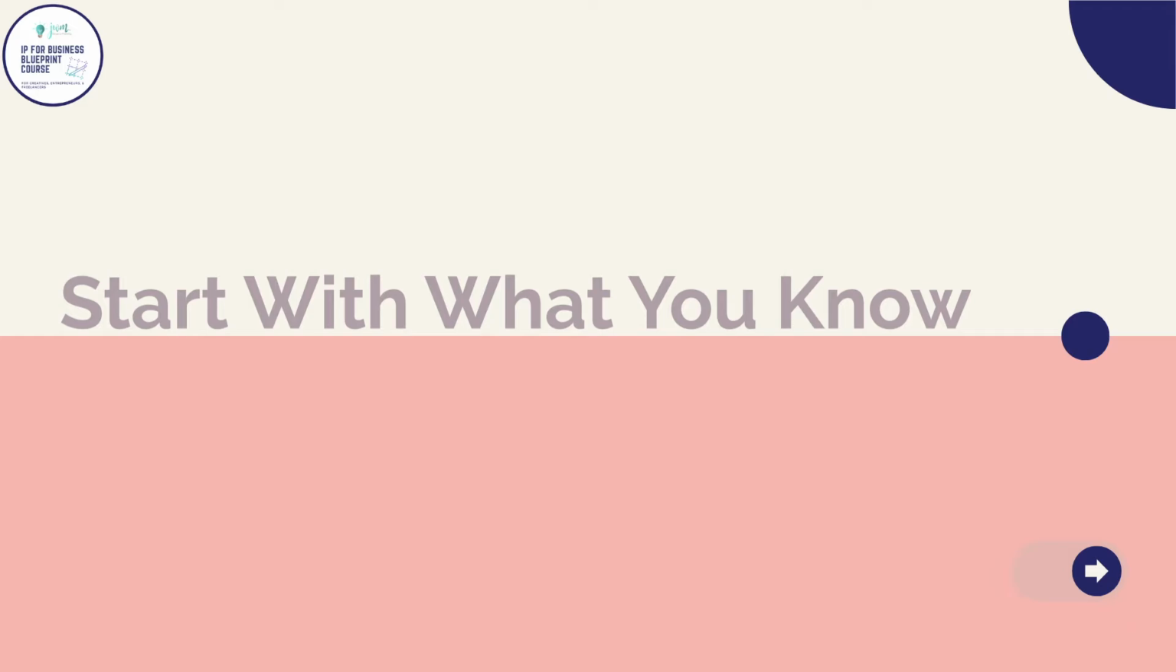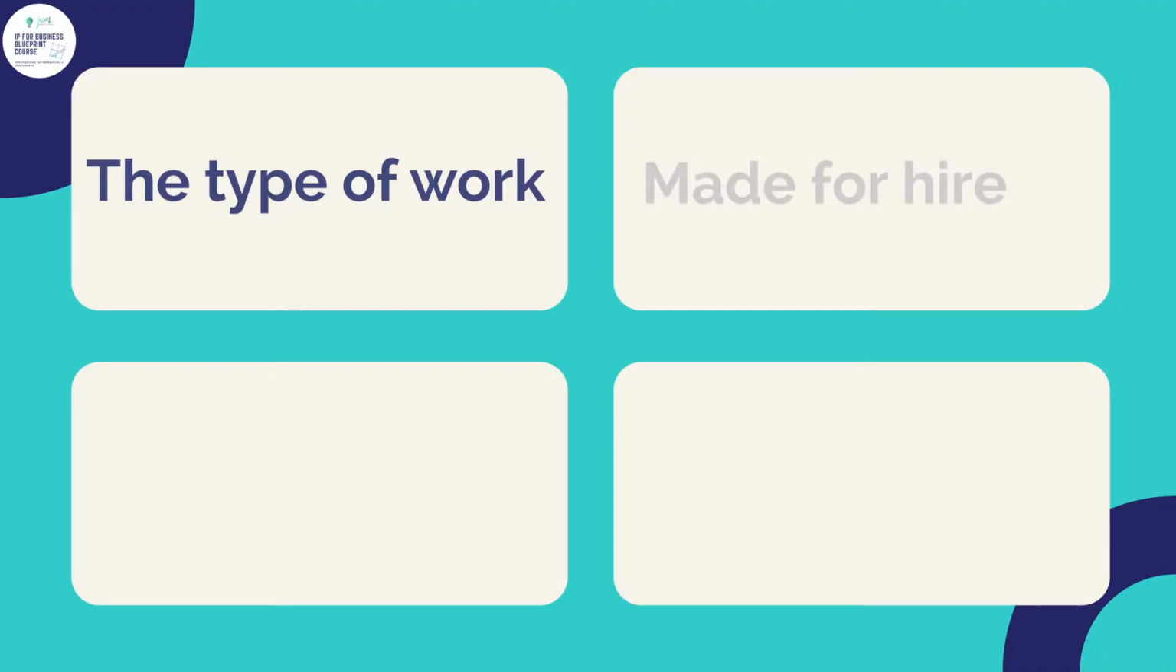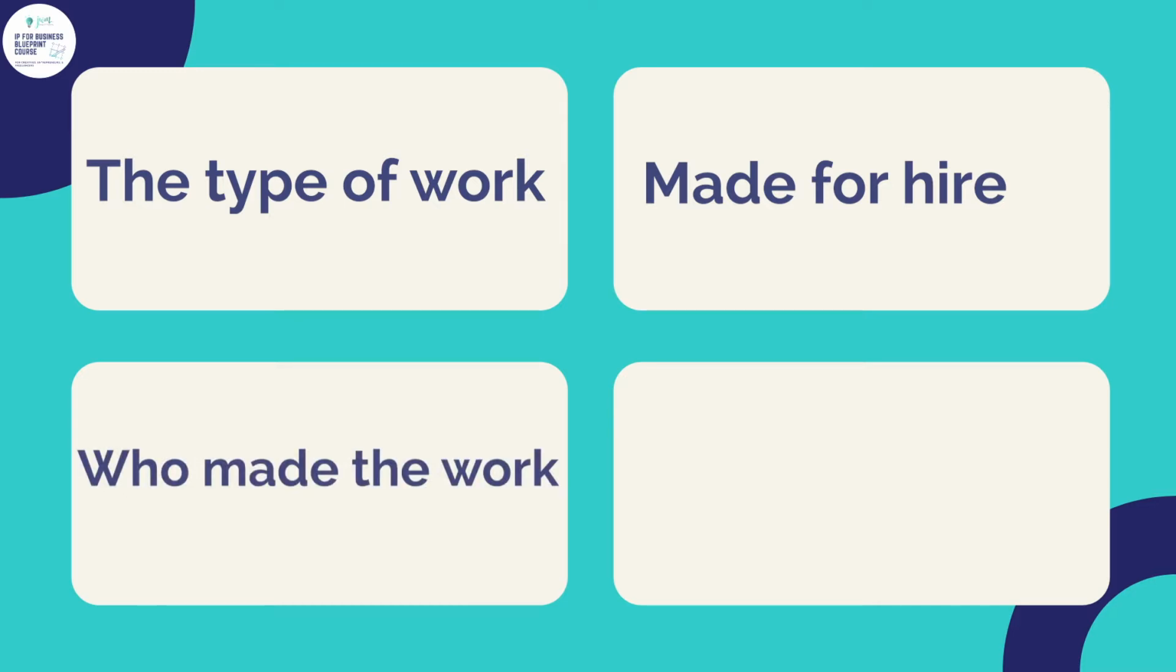Start with what you know. Because the ownership of a copyright is easily transferable, identifying the owner of a copyright can be difficult. There are several factors that can make the process more difficult, such as the type of work, whether the work was made for hire, who actually made the work, and whether the work was sold. The first thing you need to do is list out what you know about the copyrighted work, starting with identifying the category the copyright material belongs to.